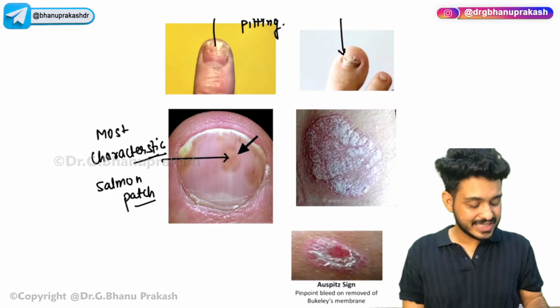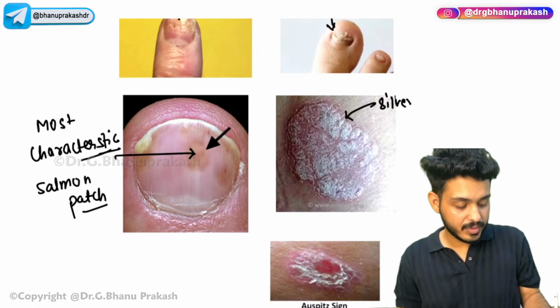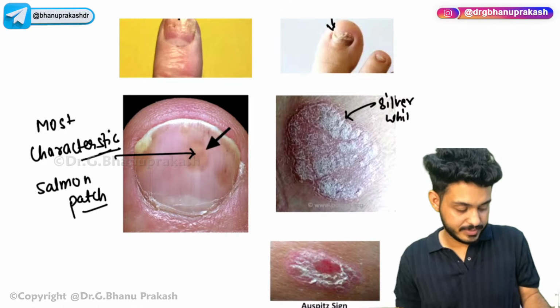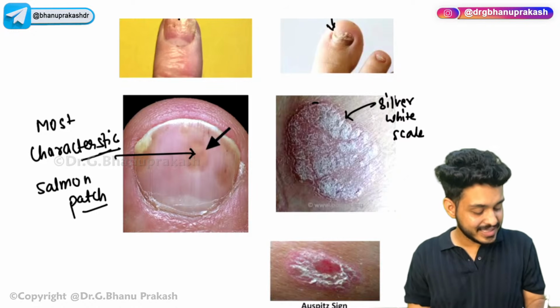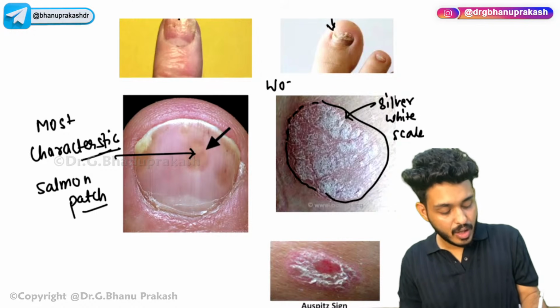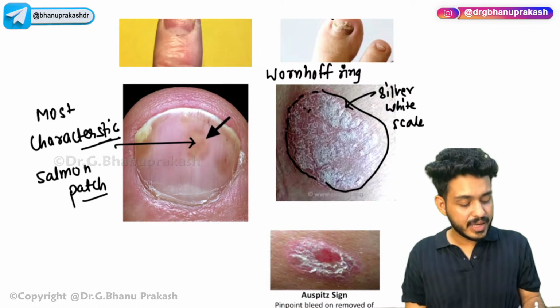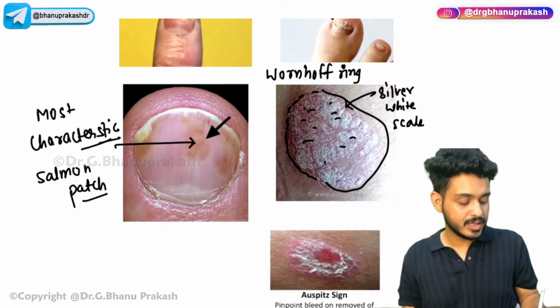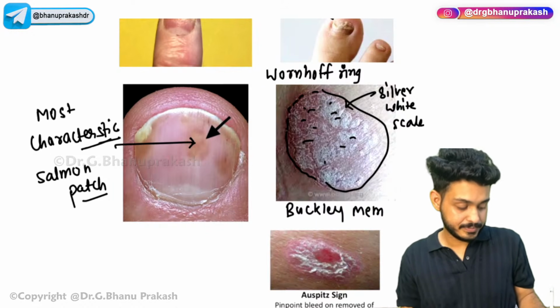Okay, what is this particular thing? This is your silvery white scales. Okay, silvery white scales. Can you appreciate? These are silvery white scales. Okay, and there is a ring around it, and this ring is known as Woronoff ring. This ring is known as Woronoff ring. Okay, and there will be a membrane above it, that is known as Buckley's membrane. That is known as Buckley's membrane.